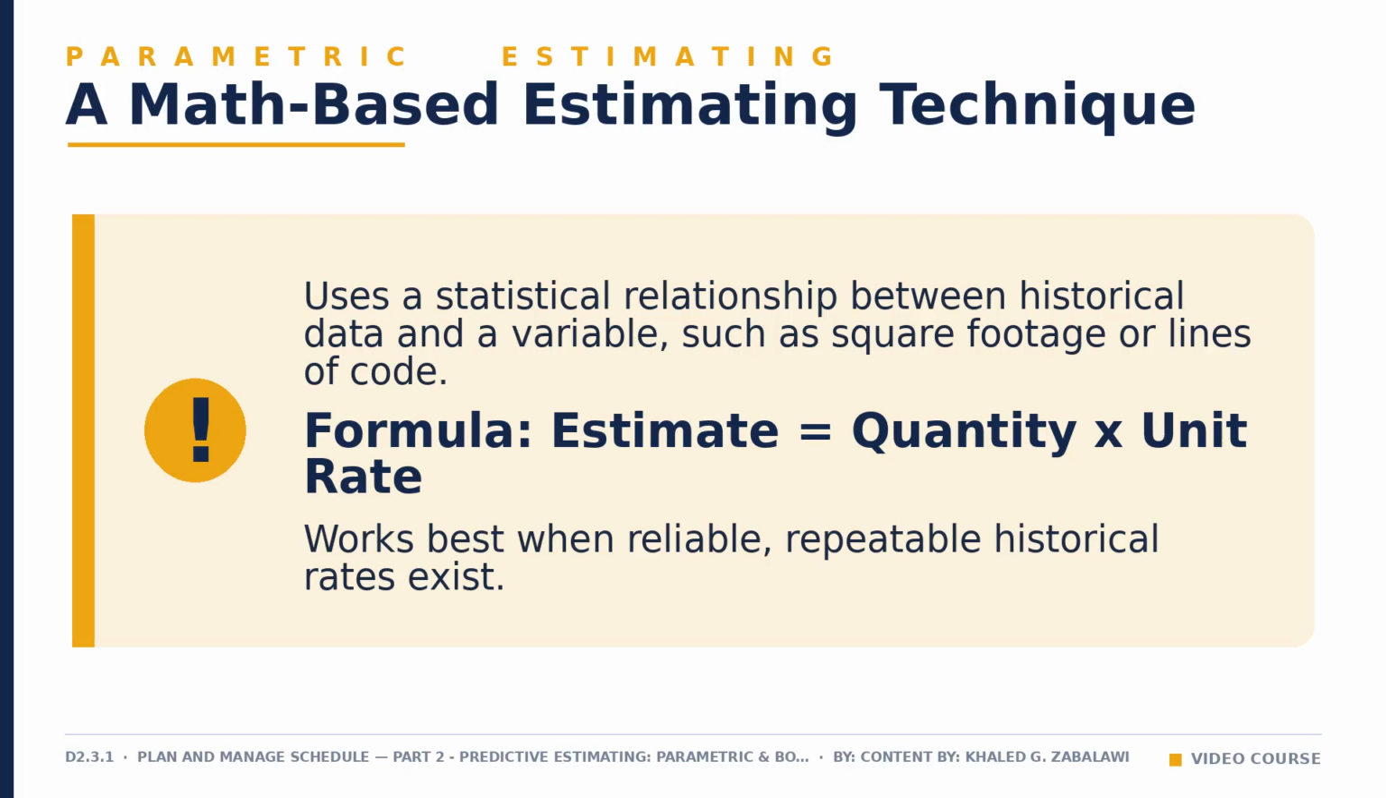But the real skill is in the unit rate itself. It has to come from solid historical data, not a guess. If your team has reliably installed cable, poured concrete, or written code at a known rate before, parametric estimating turns that history into a fast, defensible number for the new project. Get the rate wrong, and the whole estimate is wrong just as confidently.